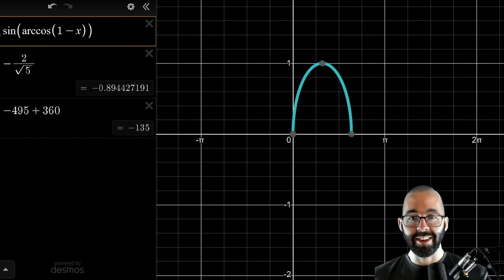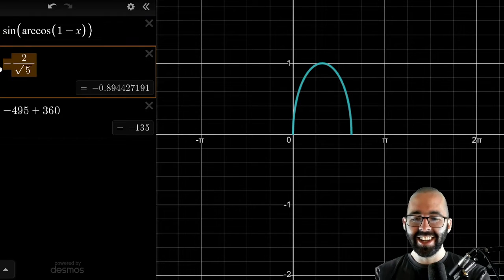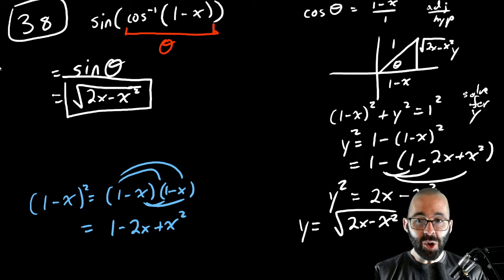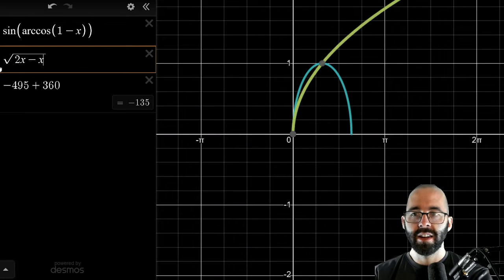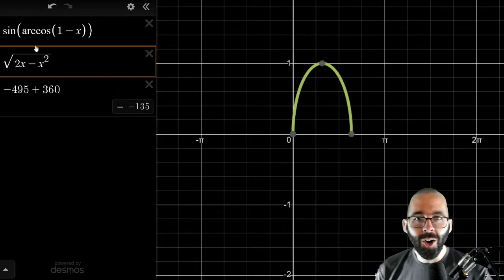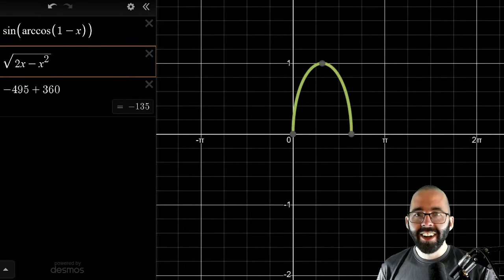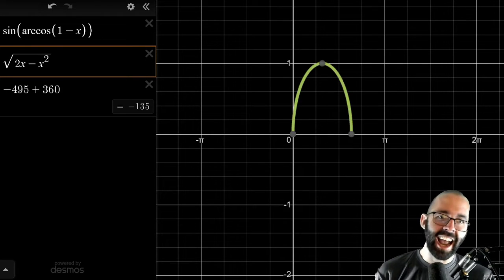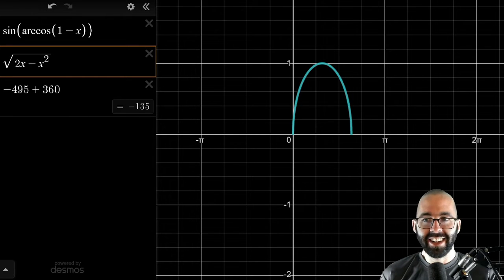I haven't tested this either. I don't know if this will work. It won't blow your mind if it doesn't work. I told you that this is the same thing as the square root of 2x minus x squared. Oh! Look at that! It's the same thing! So we can check our answers. These two things are the same thing.